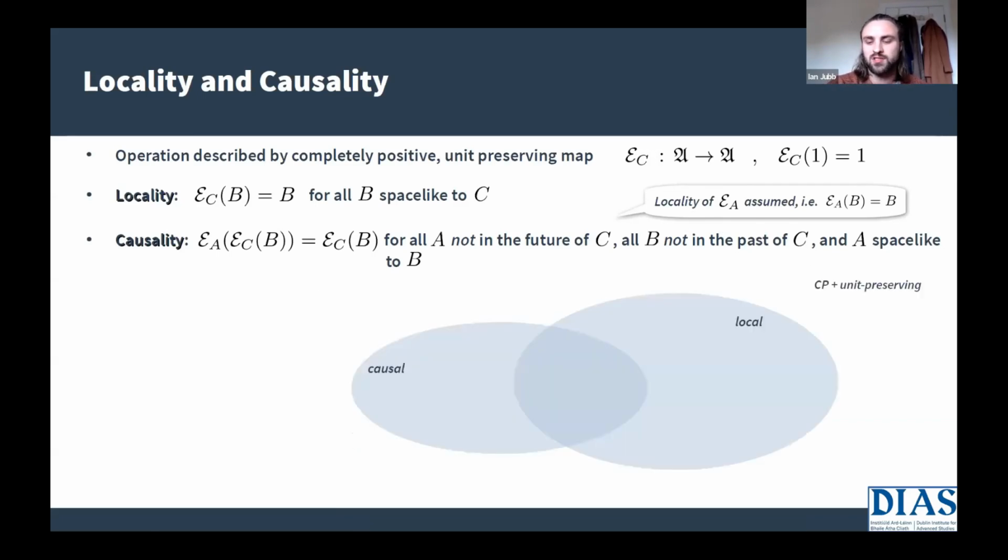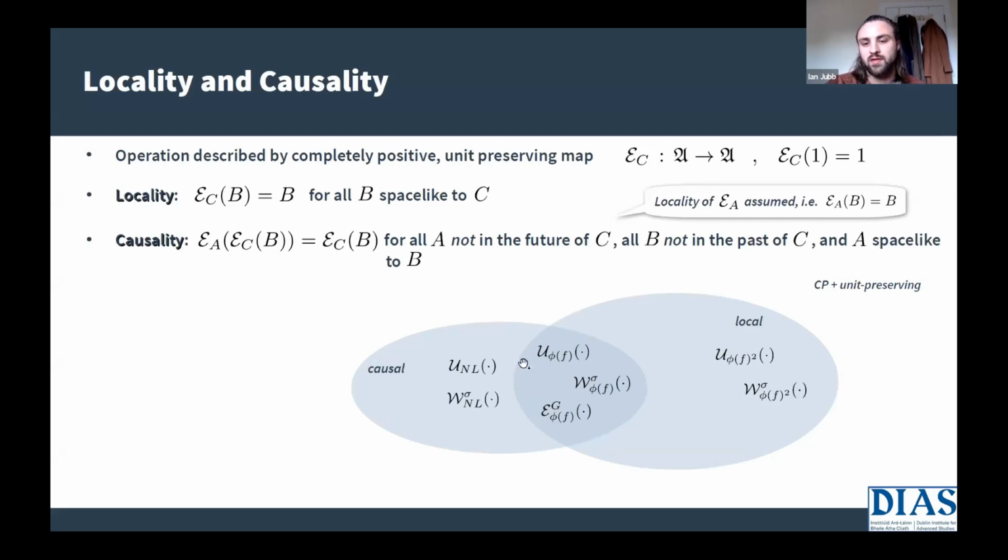Now, just to draw a Venn diagram, then in the space of all CP and unit preserving maps, we have those satisfying the first locality condition and those satisfying this second causality condition. And any physically realizable maps must lie in this intersection in here that are both causal and local. And I was able to find a whole bunch of examples in my most recent paper on this subject.